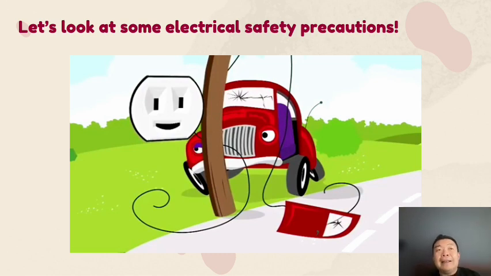Last point, the power lines in Singapore are not overhead. They are all buried underground. But in a lot of other countries, you will see that the power lines are overhead power lines.